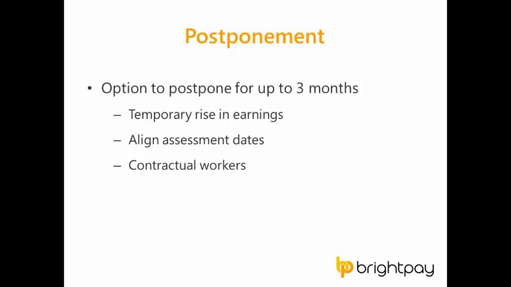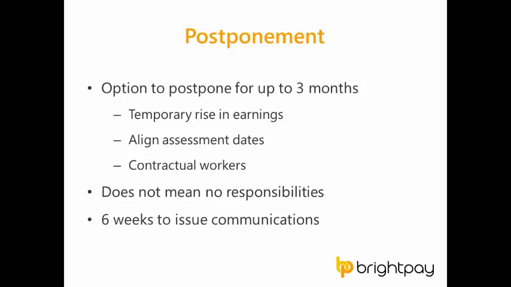Some employers believe that if they choose to postpone all employees for 3 months at their staging date, then nothing needs to be done in that 3-month period. This is not the case, as all employees must receive communications within 6 weeks of the staging date relating to the postponement and explaining when they will be assessed. If this communication is not issued, then the postponement effectively never happened, and enrolment must be completed retrospectively back to the staging date, which will in itself be a nightmare. So that's one to definitely watch out for.